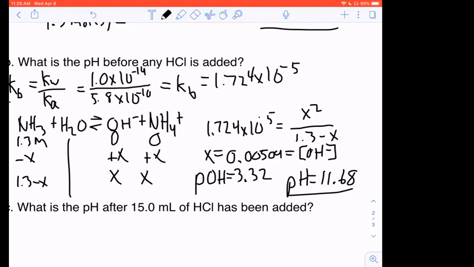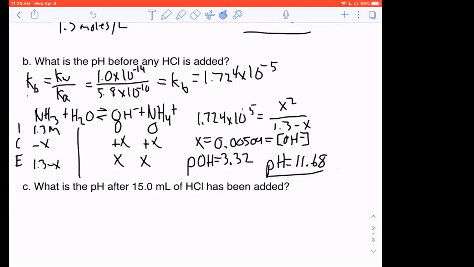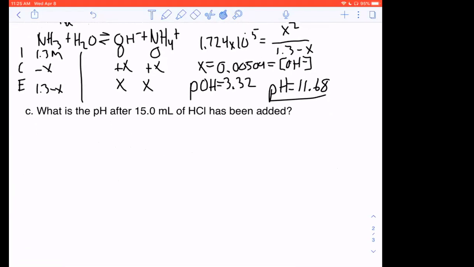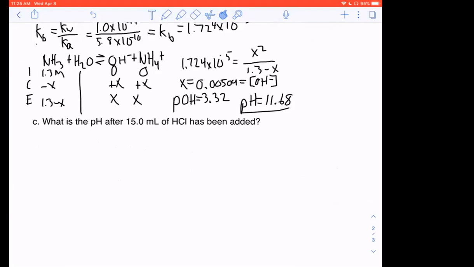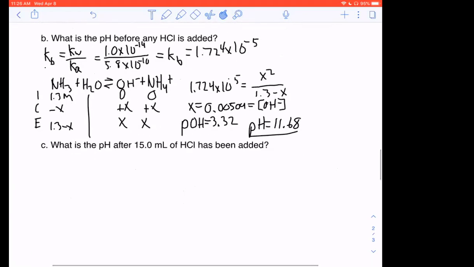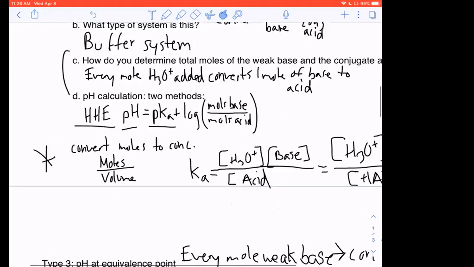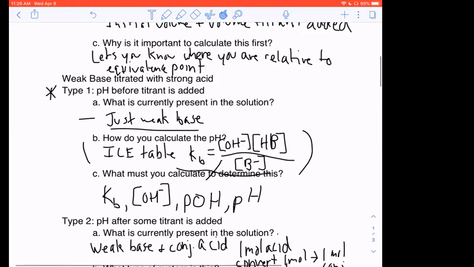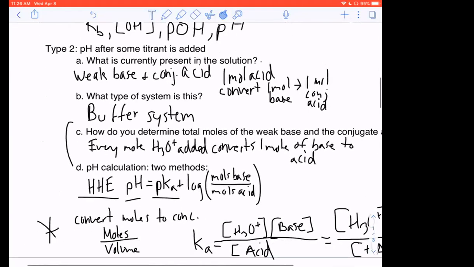So looking at the next calculation, it asks, what is the pH after 15 milliliters of HCl has been added? The next thing I'm going to do is look back at what we figured out the volume to be at the equivalence point. We figured that out to be 39 milliliters here. Because 15 milliliters is before 39 milliliters, we know we're in the second type of calculation, which is pH after some titrant is added.